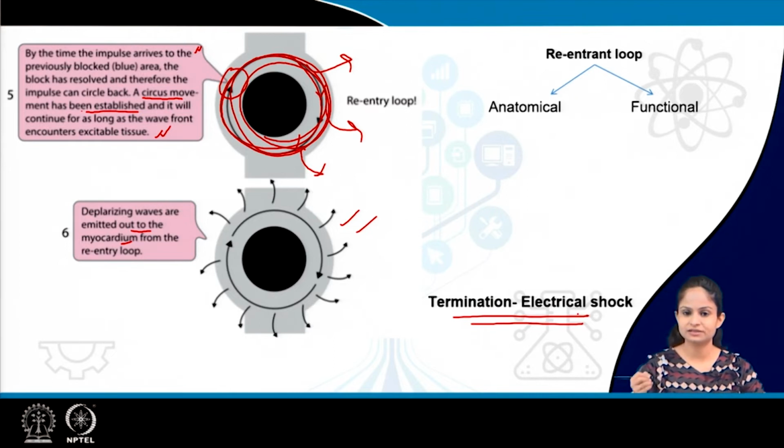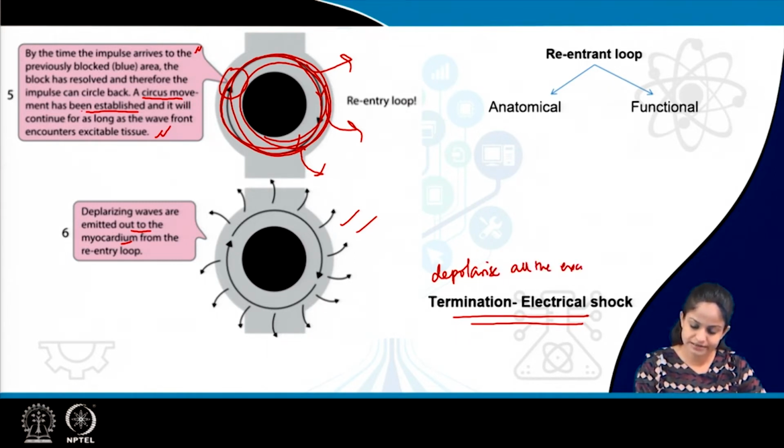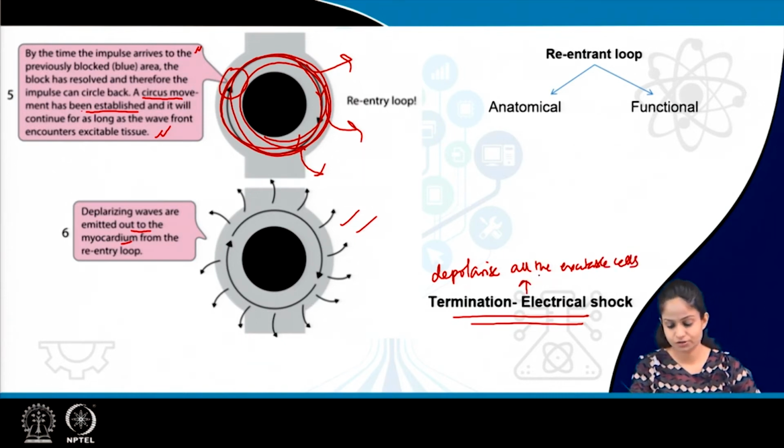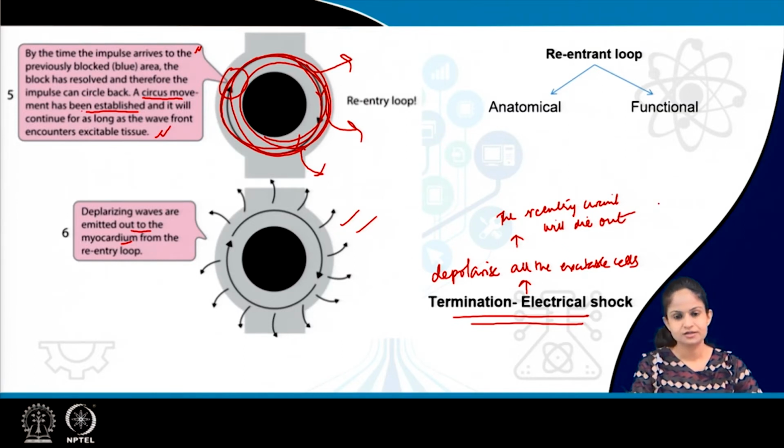Whenever we give an electrical shock or cardioversion to patients who come with arrhythmia, we depolarize all the excitable cells. This shock is given to depolarize all the excitable cells. When the electrical shock depolarizes all the excitable cells, the re-entry circuit will die out.